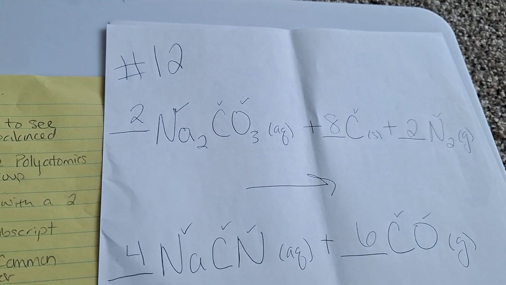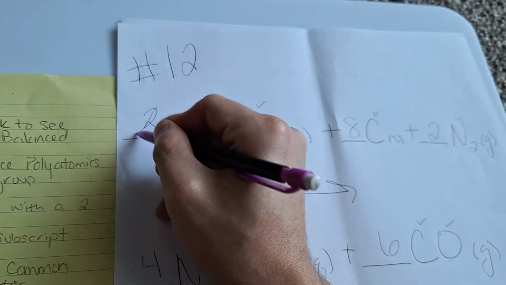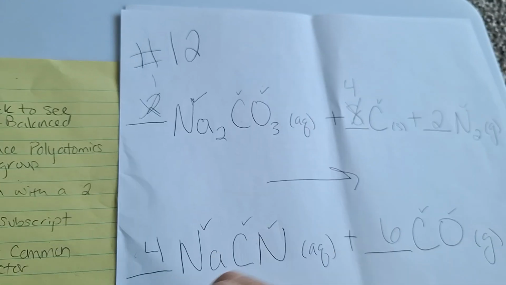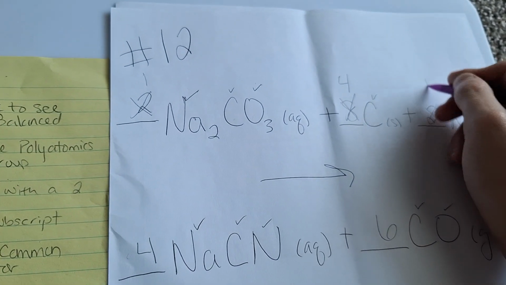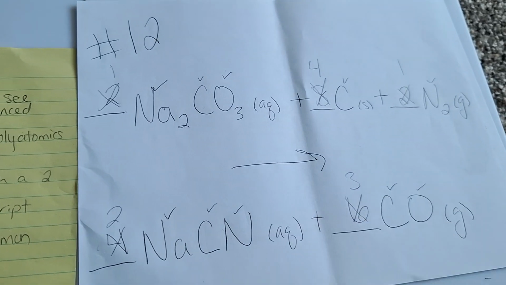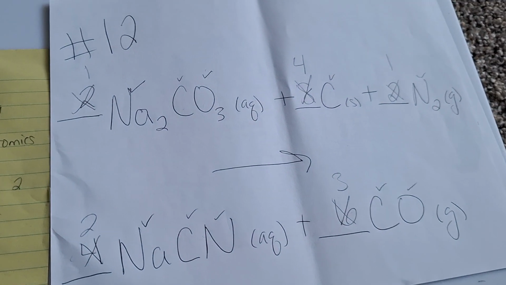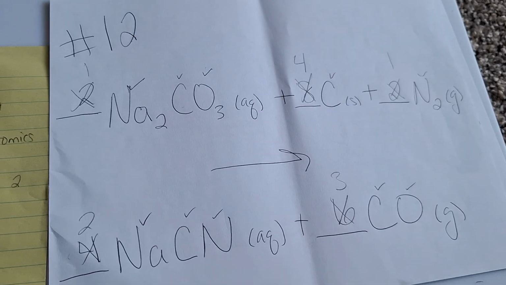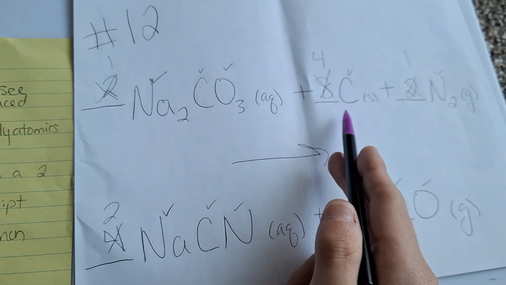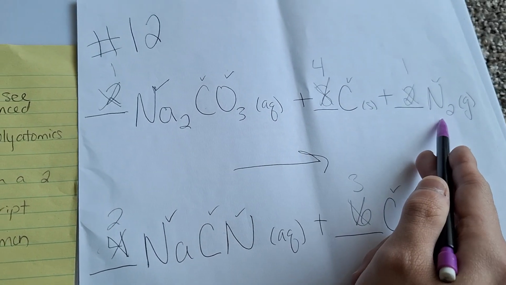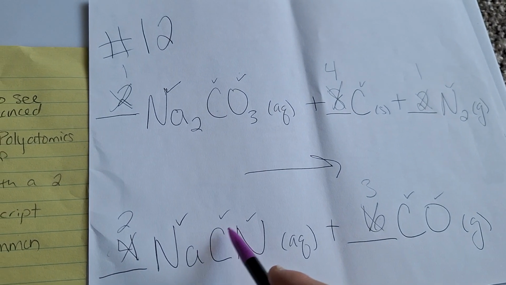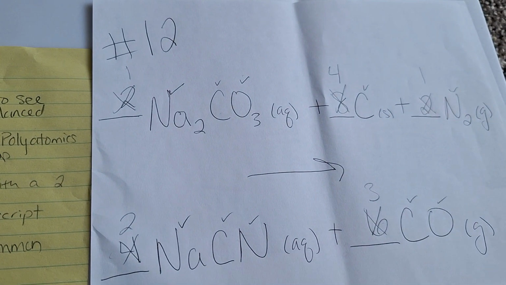This could be simplified. So the 2 becomes a 1. 8 becomes a 4 because we're dividing everything by 2. Becomes a 1, a 2, and a 3. Okay? So that is our simplest form of this equation. 1 sodium carbonate plus 4 carbon plus 1 nitrogen gas goes to 2 sodium cyanide and 3 carbon monoxides.